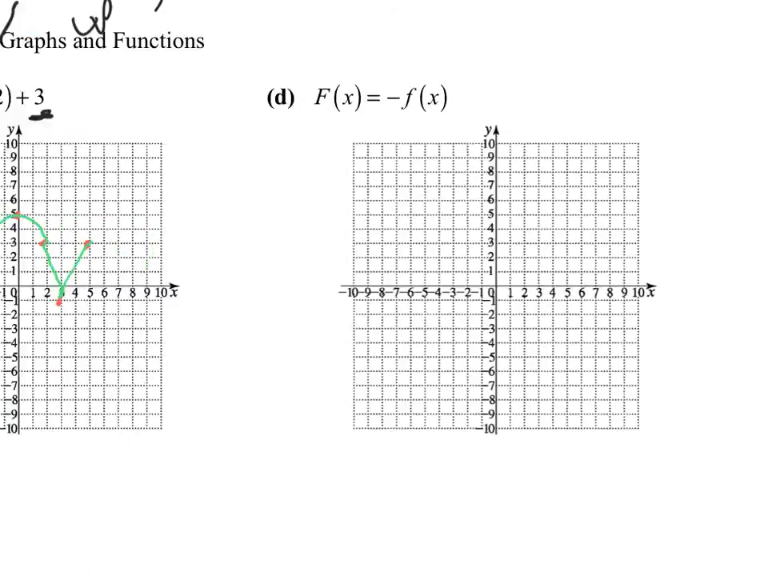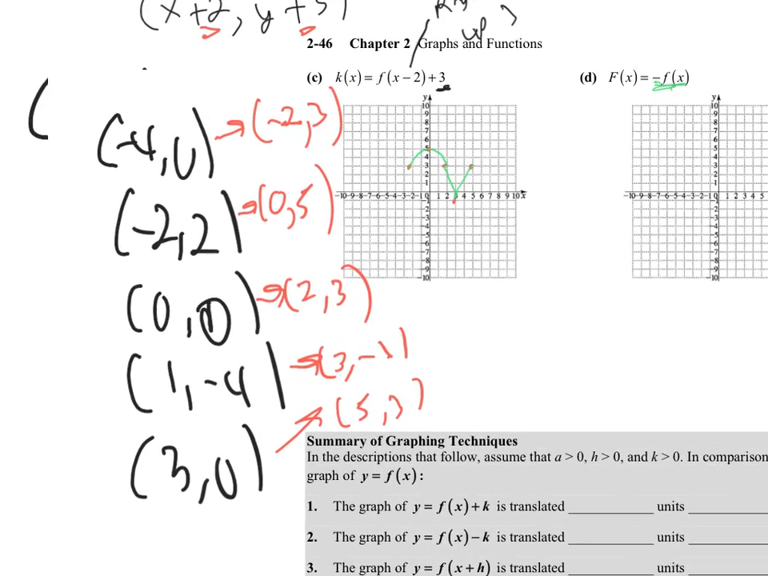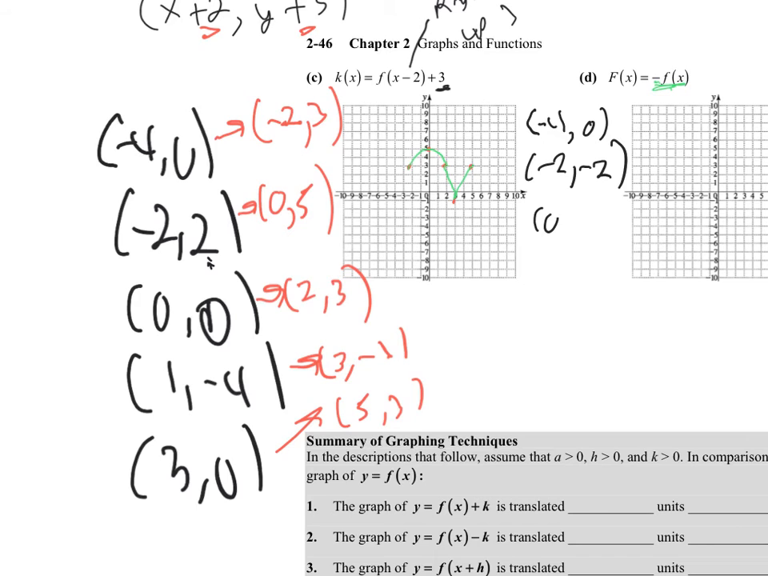Okay. What happens if all I do is flip all the y values? So the original points are still in black. So my new points should be the same x value, but the y's should turn negative. So negative 4 should still be 0. Negative 2 now is a negative 2 because that flips. 0, 0 should still stay the same because you can't multiply this. Well, you can. A negative 1 times 0 is still 0. 1, positive 4, 3, 0 again.